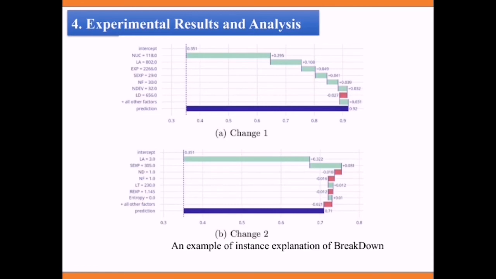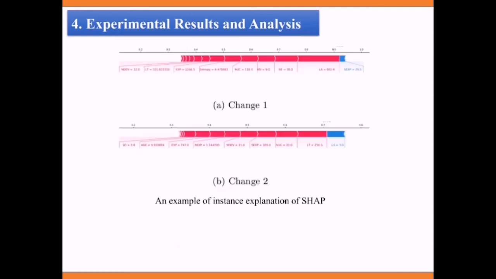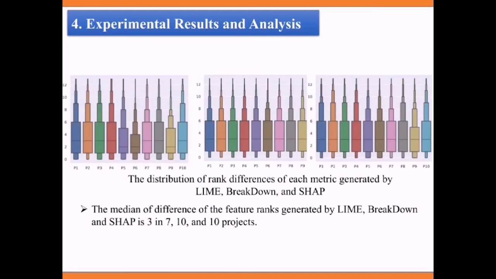This figure also shows an example of instance explanation of breakdown, and the figure shows an example of instance explanation of SHAP. It can be seen from the figures that change 1 and change 2 have different instance explanations. To this end, we counted the differences in feature importance ranks of different instances for each project.